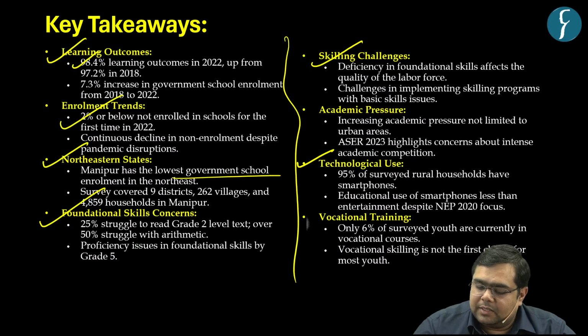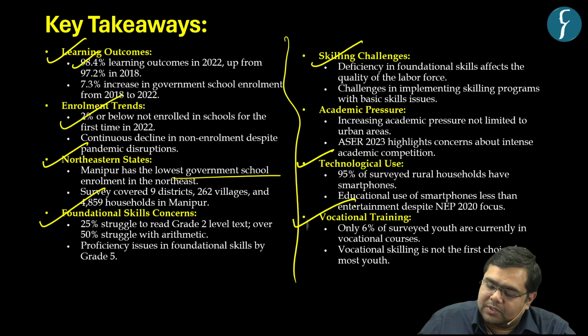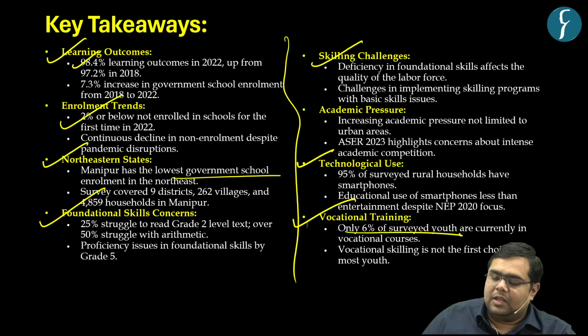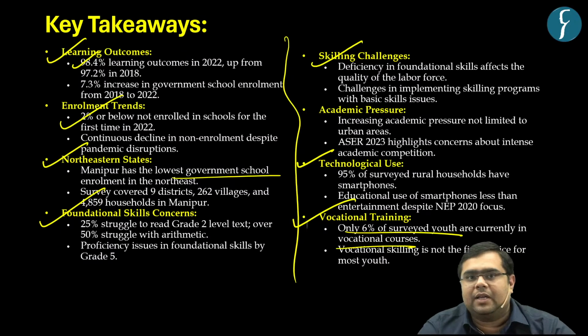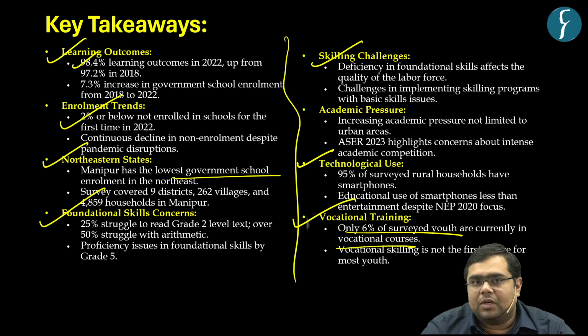Then lastly, the report highlighted that only 6% of the surveyed persons, that is youth, are currently enrolled in vocational courses. Vocational courses are unfortunately looked down upon in India. If a person takes admission in, let us say, a diploma course, he might become a very good engineer in the future, but society looks down upon that person, thinking he must not have been able to study higher, so that is why he has gone for diploma or vocational courses.